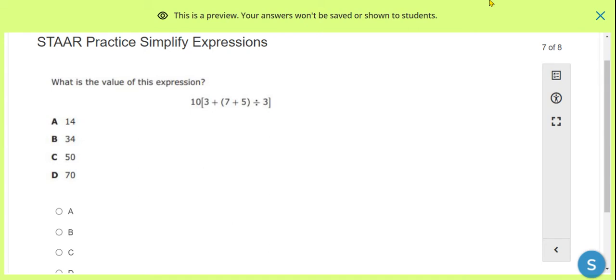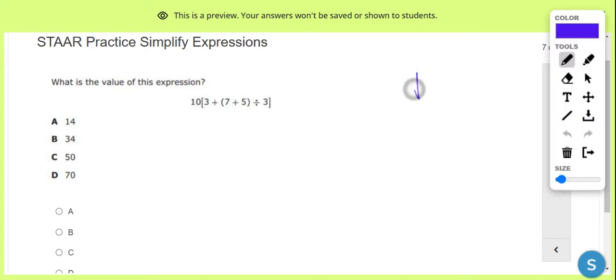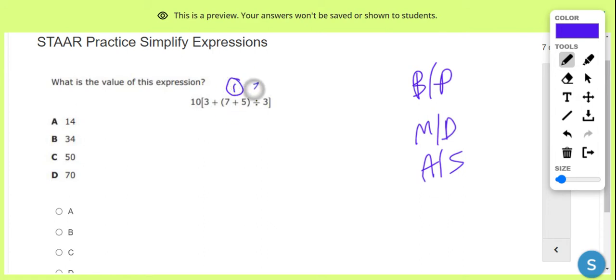Okay, number 7, brackets and parentheses, multiplication, division, addition, subtraction. So step 1, step 2, we're going to divide. Step 3, we're going to add. So that's all inside the brackets and parentheses. And then step 4, we're going to multiply.